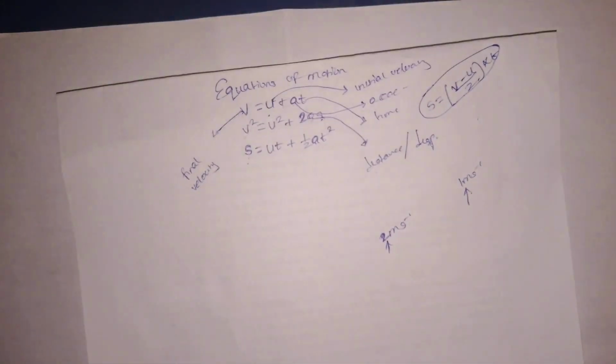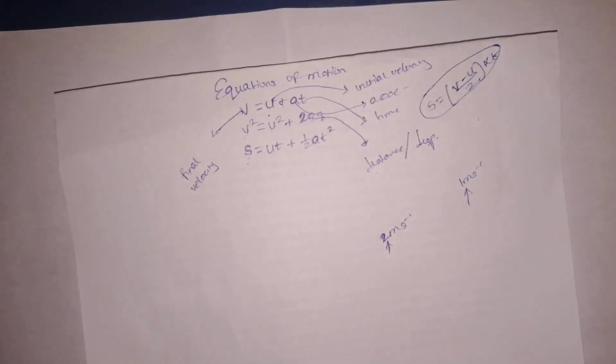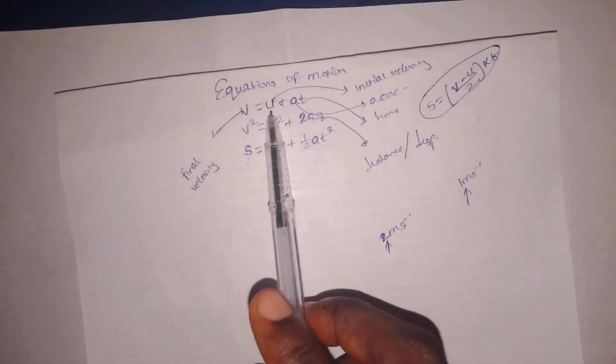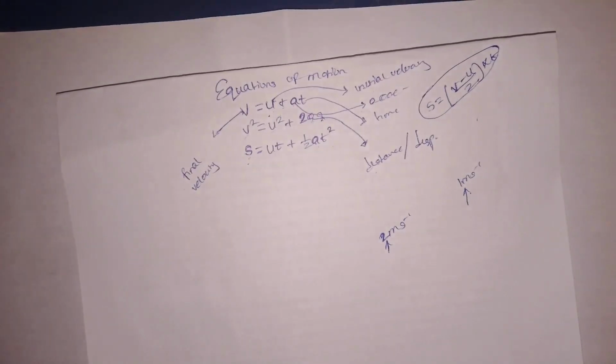Now all these things I will tell you guys in this video. In our next video class, when we are dealing with the calculation, we are going to make use of them. Please, this video is very, very important. Now this V means final velocity, then U stands for initial velocity. Now take note.